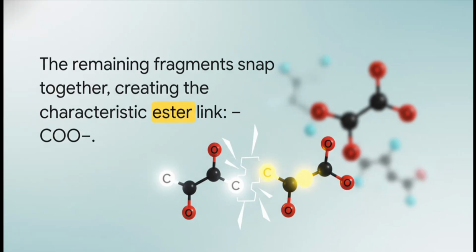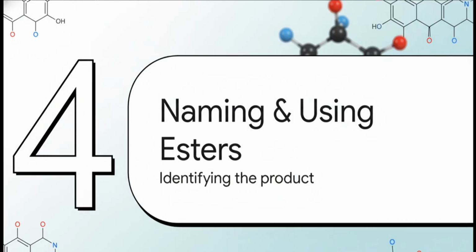So once that water molecule is gone, the two leftover fragments are ready to connect. They just snap together, forming this new bond, the characteristic ester link, COO. So we've made an ester. Great. Now we just need to figure out what to call the thing and what it's actually used for.